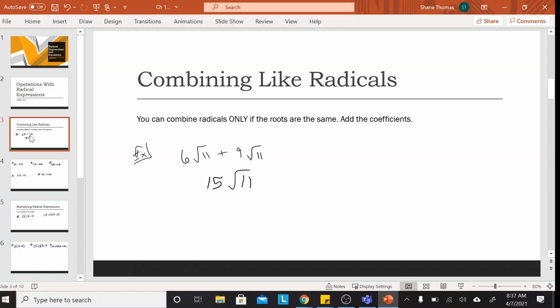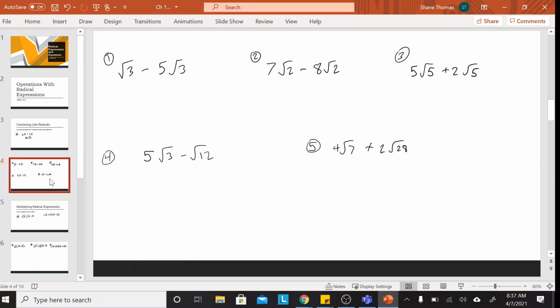Now, sometimes you have to simplify first. Sometimes you won't have roots the same, but you might have like a root 4 and a root 8. Well, then you can simplify them, and maybe you get 2 root 2s or something like that, and then you can add those two together. Now we good? All right, so here's 5 problems up here on the screen. If you look at them, the first 3 already have the roots simplified. Root 3, root 2, root 5. The second ones need to be simplified first.